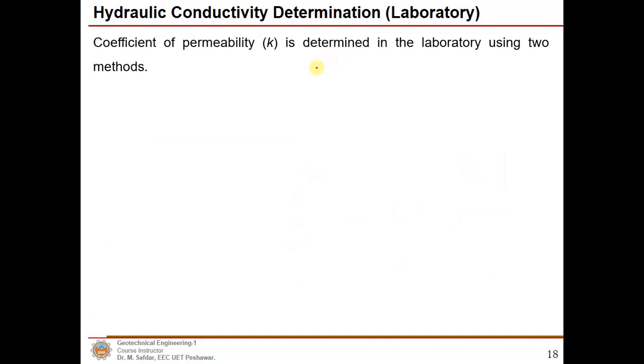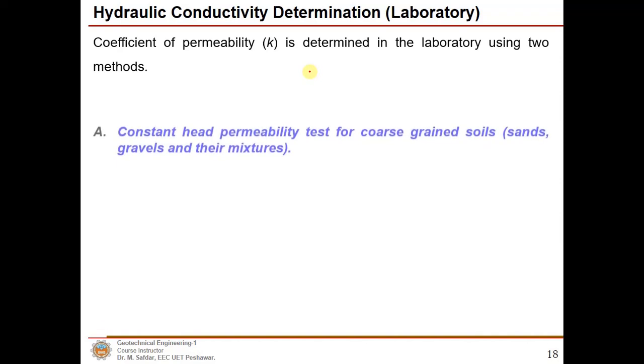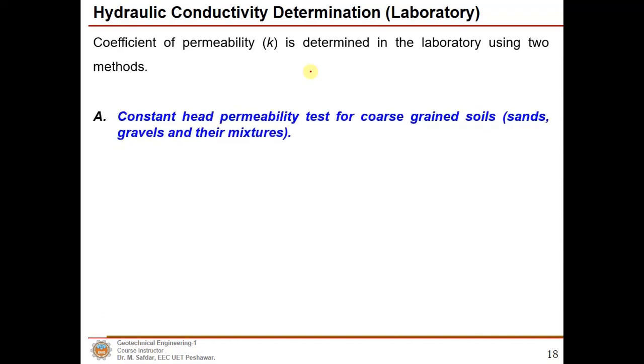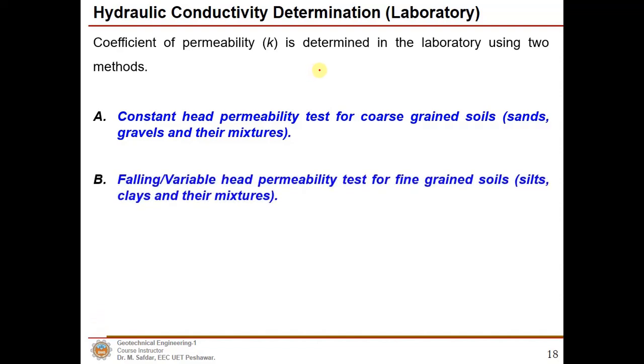Now, the coefficient of permeability is determined in the laboratory using two methods: the constant head permeability test for coarse-grained soils, sands and gravels and their mixtures, and the falling head permeability test for fine-grained soils, silts and their mixtures. These two methods will be discussed in our coming video.